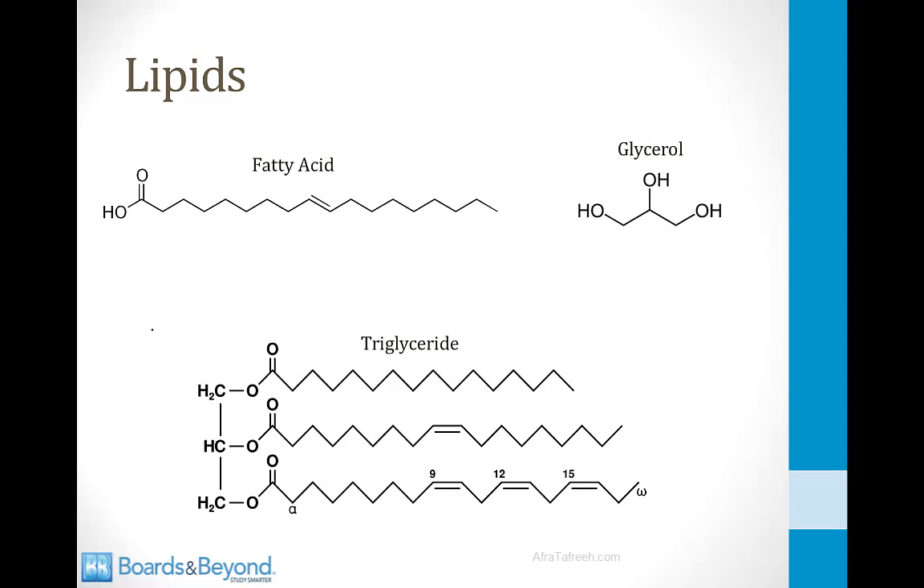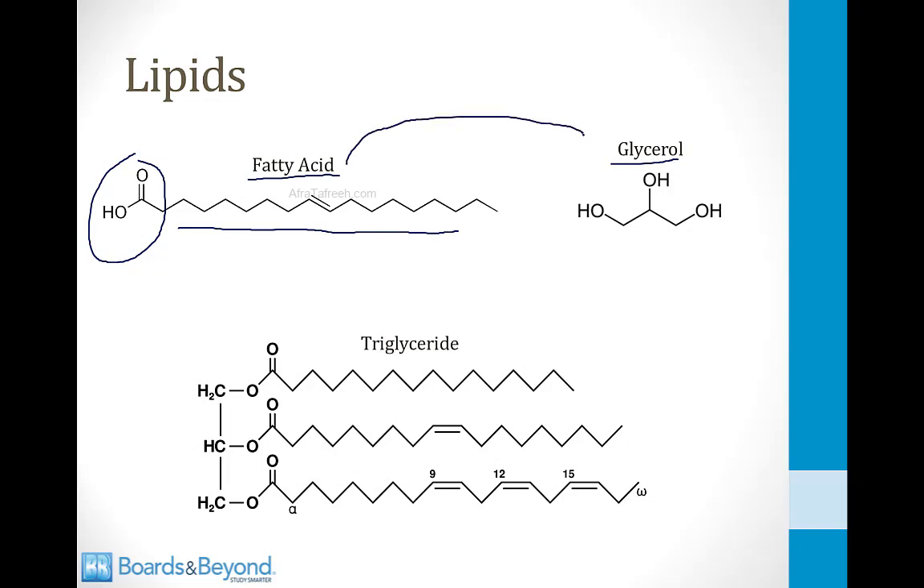So let's talk a little bit about the type of lipids you consume when you eat foods. On the screen here is the structure of a fatty acid. It has a carboxylic acid group on the end and then a long chain of carbons and hydrogens. Also on the screen here is a molecule of glycerol. And if you link three fatty acids to a molecule of glycerol, you will get a structure called a triglyceride. And this is what most of the fats in our diet look like. Most of the fats we consume are triglycerides.